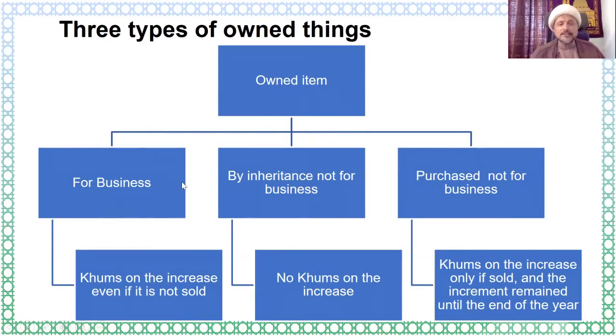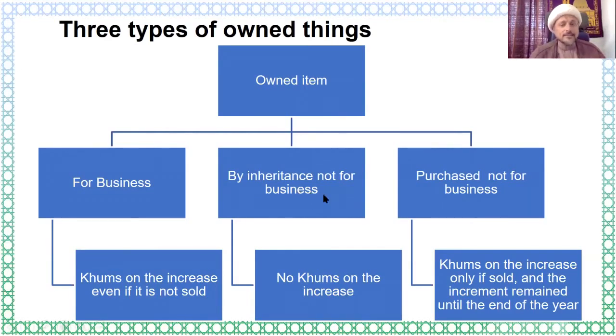So either it is prepared for business, or he got it by inheritance, not for business, or he has purchased it, not for business. So the item can be one of three things. You have purchased it or prepared it for business. Or you have inherited it and you're not planning to do business with it. Or you purchased it, but you're not planning to do business with it. For business, you will pay the khums on the increase in its value, even if you do not sell it. Please put these rules in your mind so that it will make our next sessions easier. That's why I kept it in this nicely structured way.